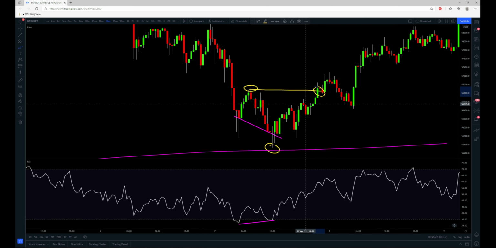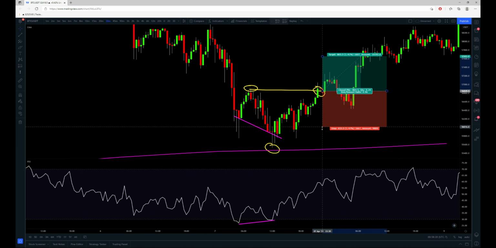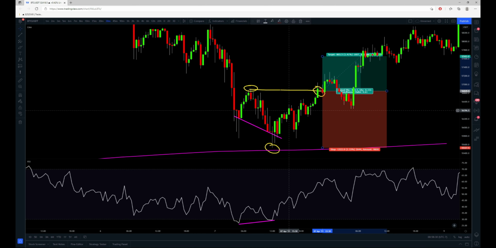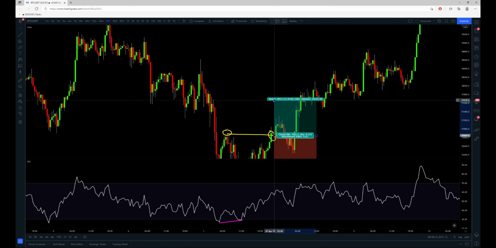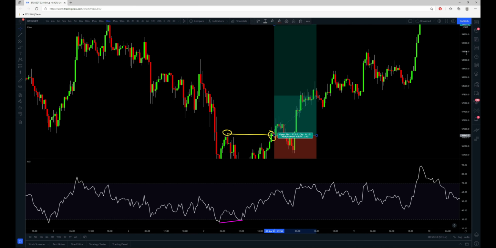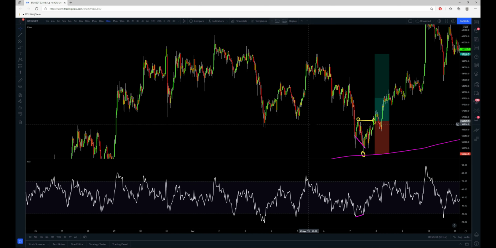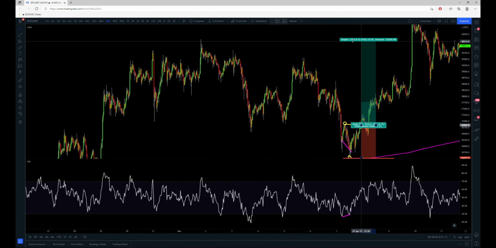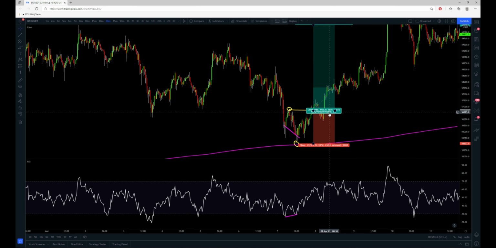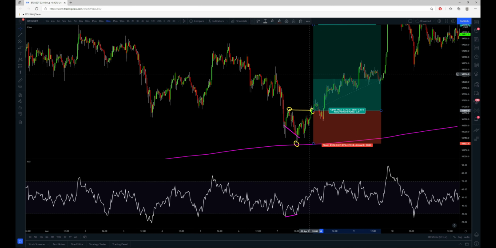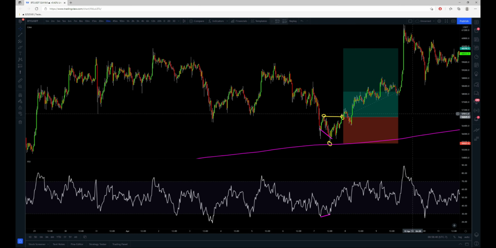So this would be the entry point where you would be able to take a long position and place the stop loss below the swing low, and we can target 2 times the risk, or we can do just the swing high over here. So that would be right here. That would give us a 2.6. So you can figure out the best way to do it.